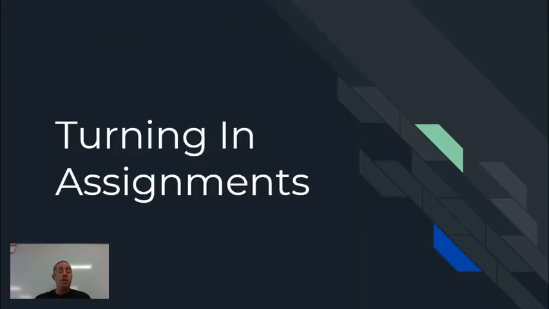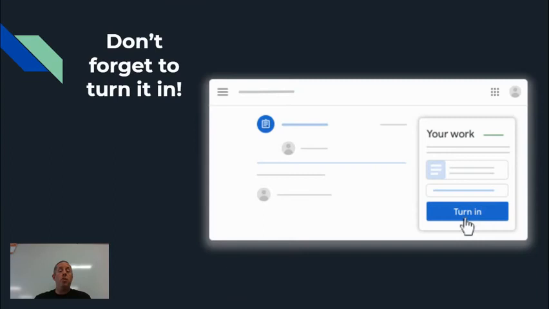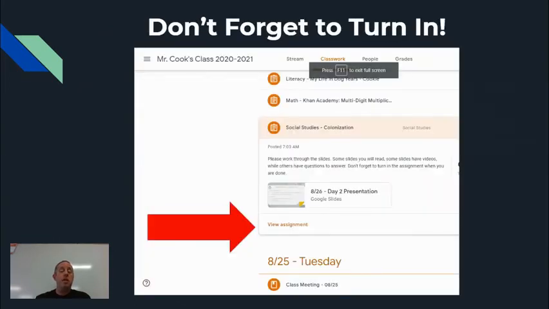Well, how do I turn in assignments? Well, in Google, you can't forget to turn it in. Just because you finish your Google Doc or Google Slide doesn't mean the assignment is turned in. To turn in an assignment off of the Google Classwork tab, you need to click on this assignment and click on View Assignment. That will give you the full view.